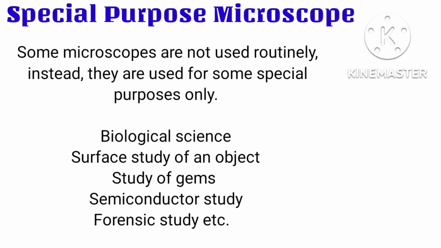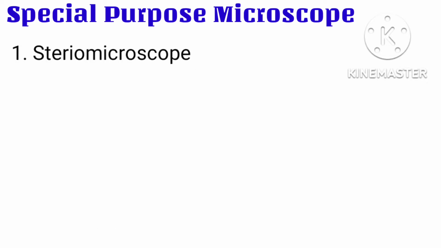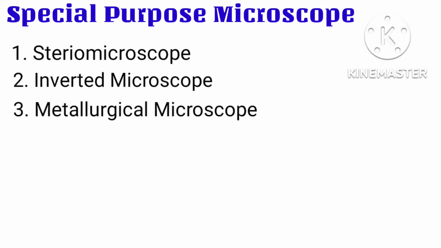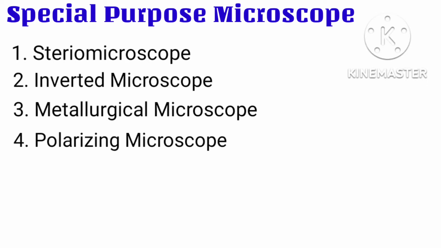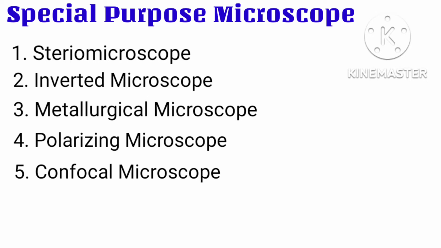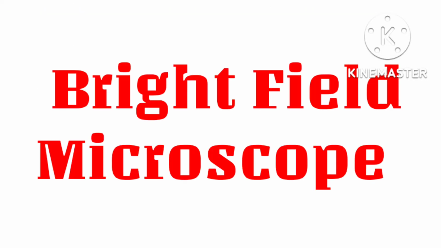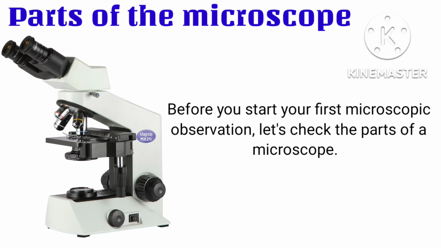Apart from this, some special purpose microscopes are also there. They are stereo microscope, inverted microscope, metallurgical microscope, polarizing microscope, confocal microscope, scanning probe microscope, and super resolution microscope. All microscopes have some special features and are designed for some special purpose only. The most commonly used compound light microscope is bright field microscope. So let's start with bright field microscope.